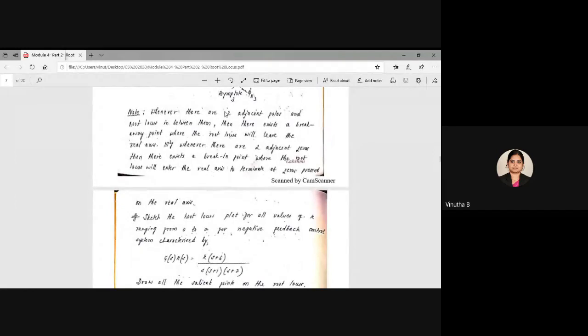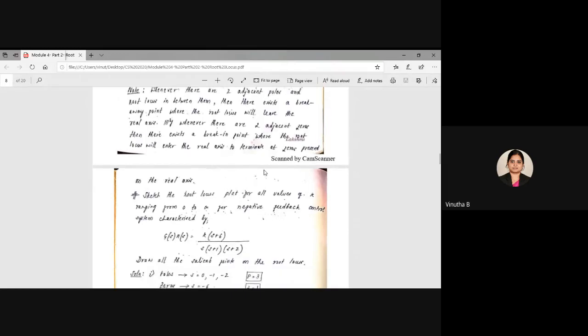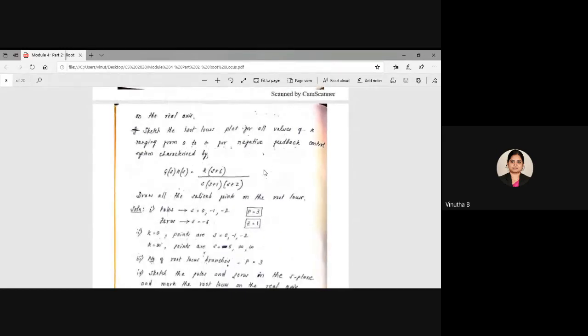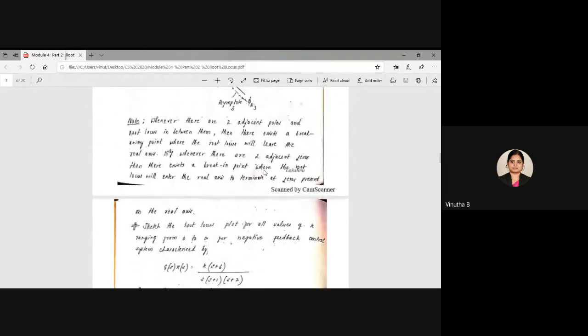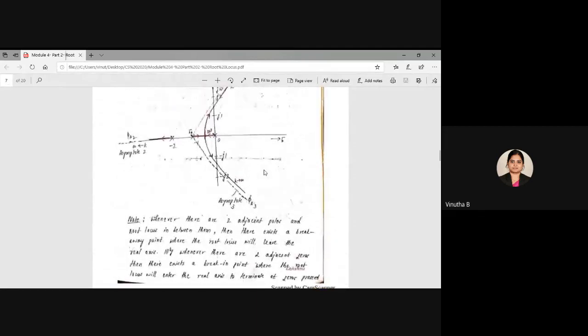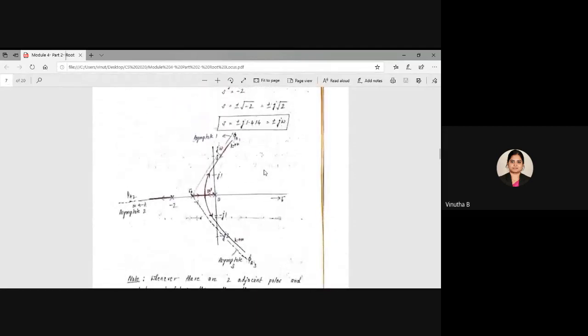Whenever there are two adjacent poles and the root locus lies in between them, there exists a breakaway point where the root locus will leave the real axis. Similarly, whenever there are two adjacent zeros, there exists a break-in point where the root locus will enter the real axis to terminate at the zeros present on the real axis. So this is about the complete way of solving a root locus problem.